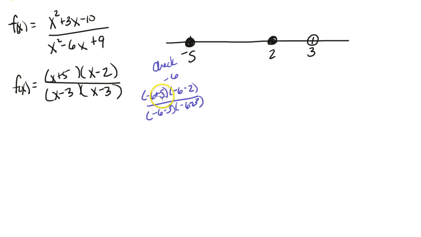So negative 6 plus 5, that's a negative number. Negative 6 minus 2 is a negative number. Negative 9, negative 9. Well, negative, negative, negative, negative. That's going to make a positive. So on this side, negative 6 is positive.